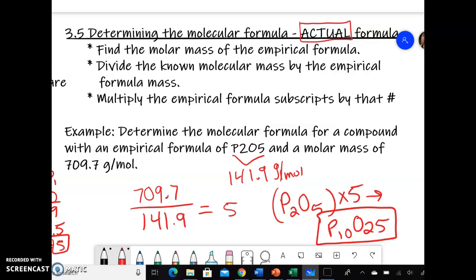And then be careful. A lot of people get that and then they look at it and they think, oh, wait, I can simplify that. And then they simplify it back to the empirical. So make sure you're not doing that. If they're asking you for the molecular formula, it probably won't be simplified. It'll be something that could be simplified, but you're not going to.